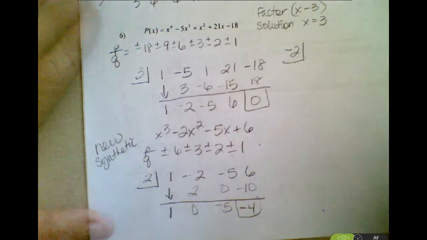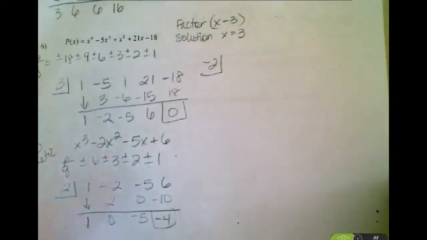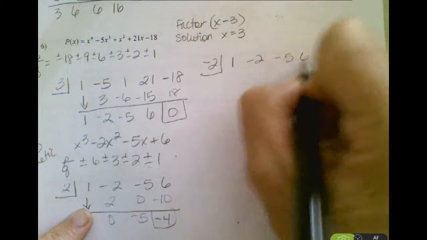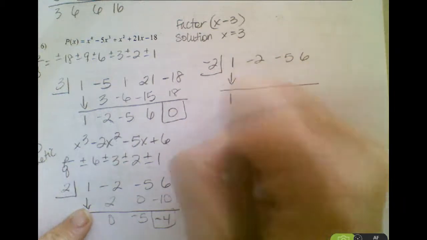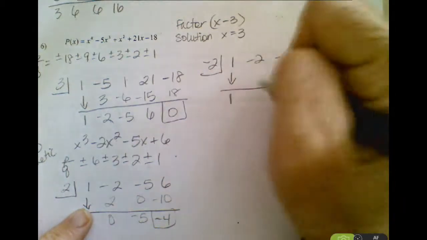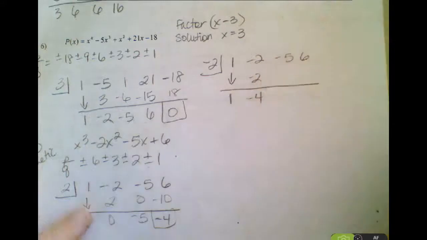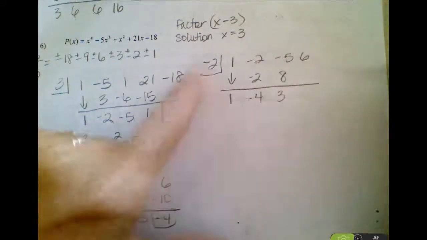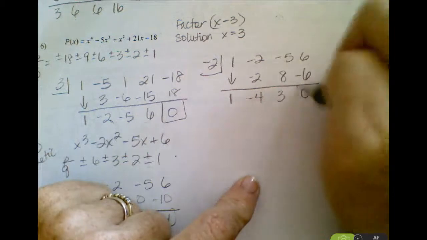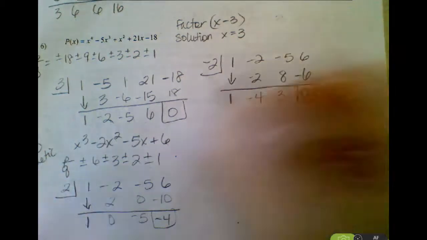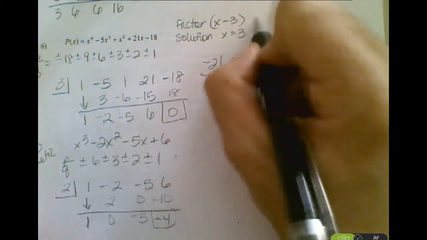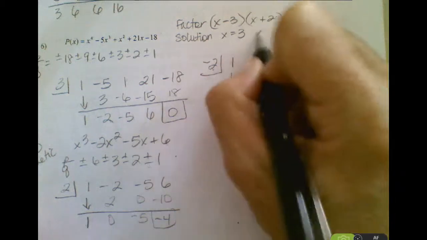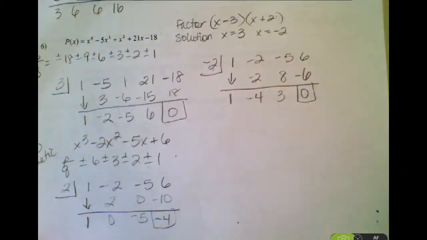Let's try negative 2. Using the same coefficients across: 1, negative 2, negative 5, and 6. Okay. Negative 2 times 1 is negative 2. That gives us negative 4. Negative 2 times negative 4 is 8. 8 minus 5 is 3. 3 times negative 2 is negative 6. Oh, that is glorious. Look at that. So one of our other factors is the opposite of this, which would be x plus 2. And our solution is exactly what you see, which is x equals negative 2.